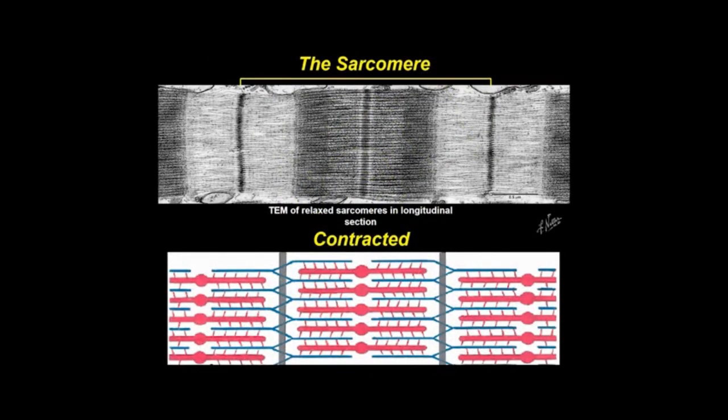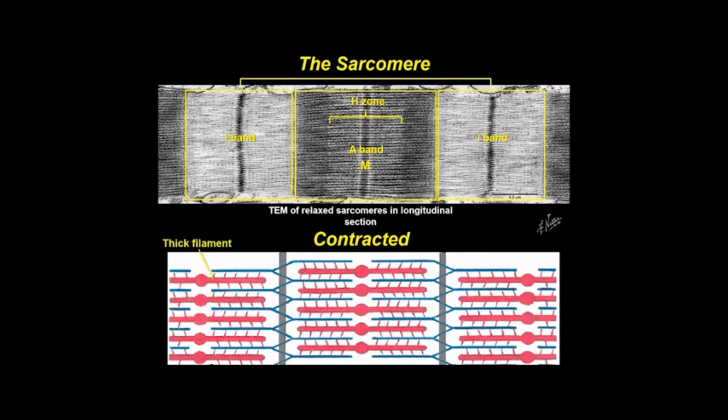Each sarcomere is delineated by perpendicular Z bands. Longitudinally oriented thick or myosin filaments are in the A band, and thin or actin-containing filaments are in the I band. In the center of each A band is a lighter H zone, bisected by an M line.